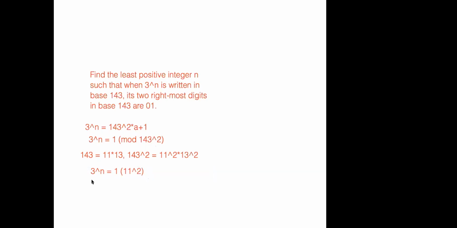And if we just start expanding the powers of 3 out, we know that 3 to the 5th equals 243, which is congruent to 1 mod 11 squared. So we know this, which means that 5 satisfies the 11 squared part of our modular equation. Now let's look at the 13 squared part.